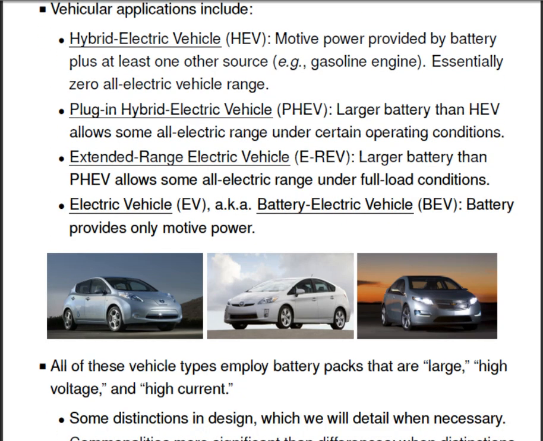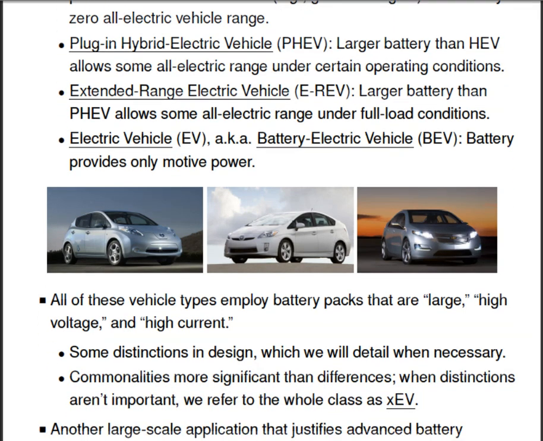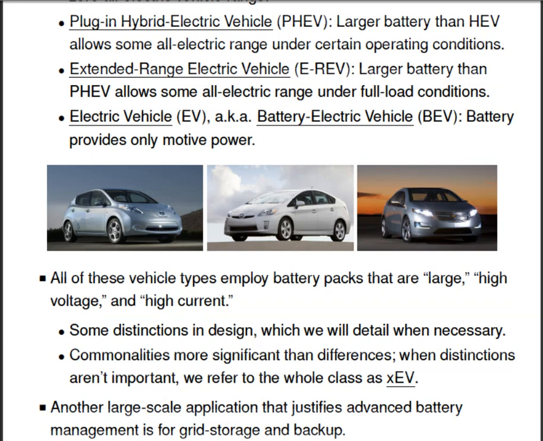Plug-in hybrid electric vehicle is called a PHEV. It has a larger battery than HEV and allows some all-electric range under certain operating conditions. Plug-in hybrid means the battery can be plugged in and charged, and it is a hybrid vehicle. Extended range electric vehicle is called an EREV. It has a larger battery than PHEV, so it is extended range. That means in one charge it will go a very long range. It is completely EV, but it is called EREV, with a larger battery than PHEV.